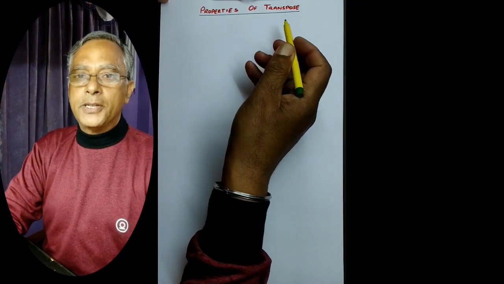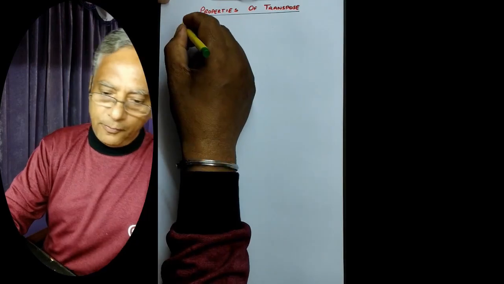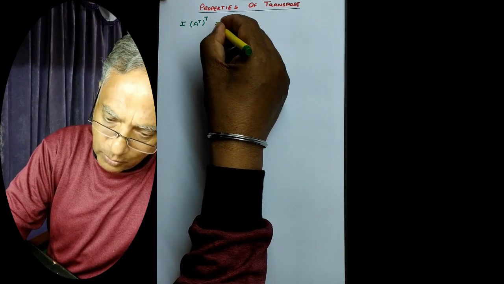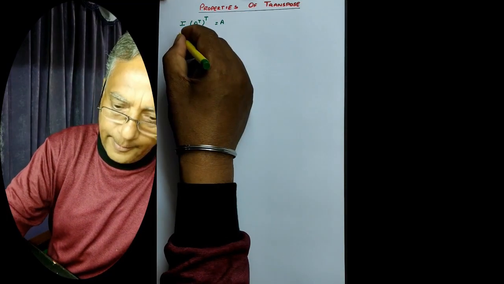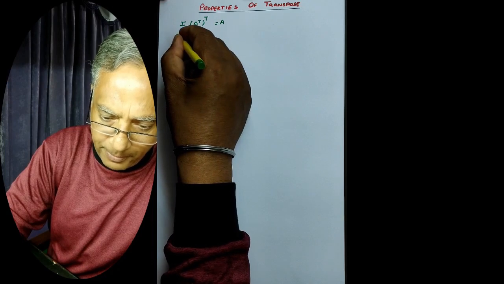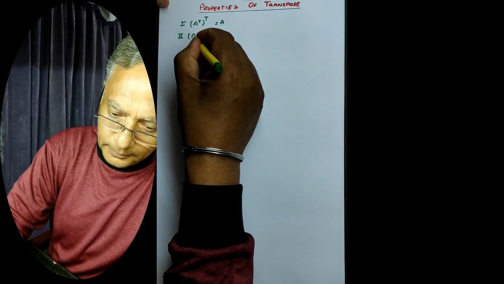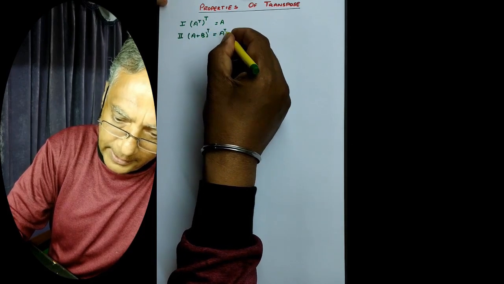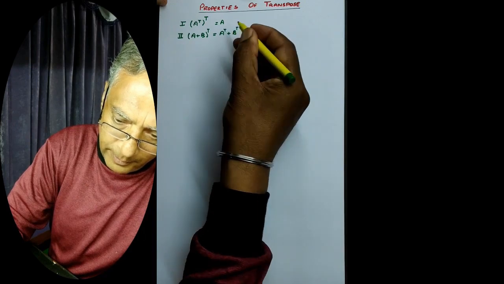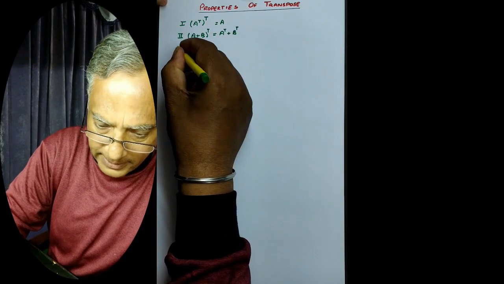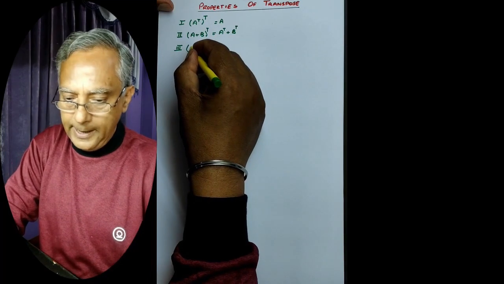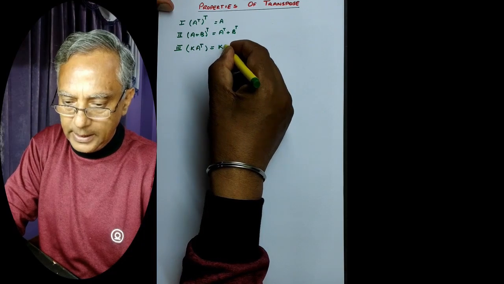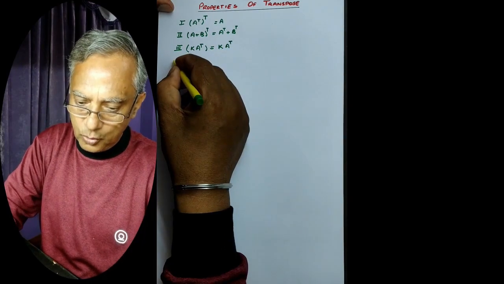Now we discuss some properties of transpose. First property is transpose of A transpose is equal to A. And second property is (A + B) transpose is equal to A transpose plus B transpose. Third property is (K A) transpose is equal to K A transpose.